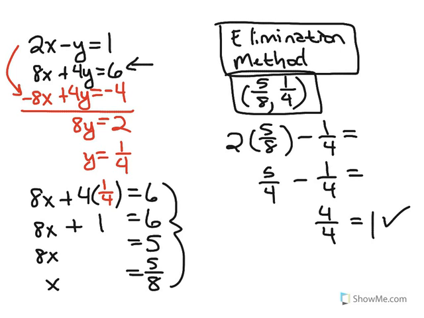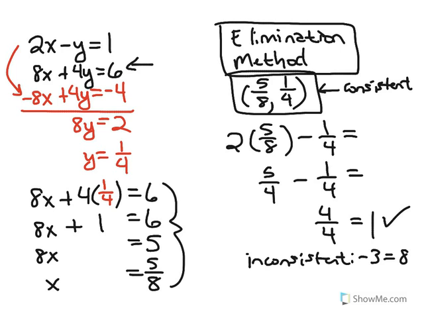Just like in the substitution method, in this case we have a consistent system. We got a nice, neat, singular solution. It doesn't have to be that way all the time. If in your work you generate an equation that simply can't ever be true, something brilliant like negative 3 equals 8, well, you've got two parallel lines on your hands. There won't be a solution in that case.